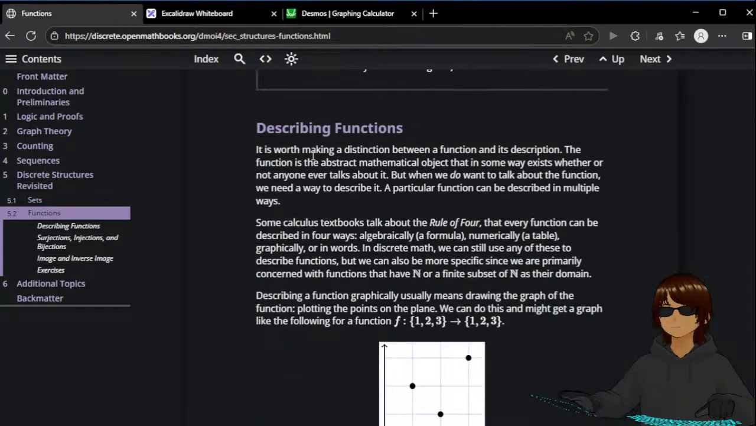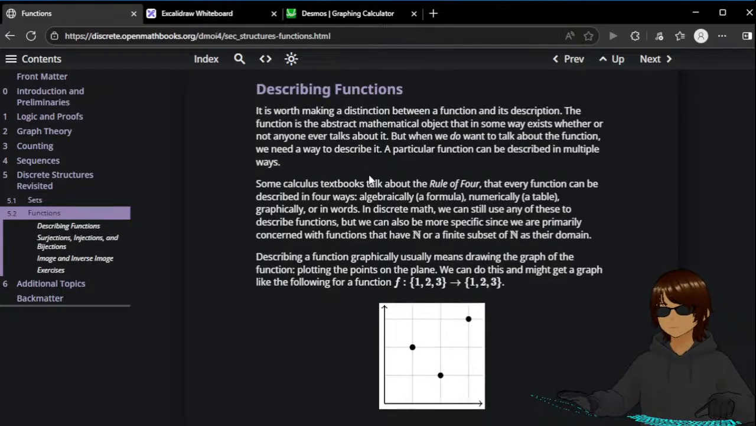It is worth making a distinction between a function and its description. A function is an abstract mathematical concept that in some way exists whether or not anyone ever talks about it. But when we do want to talk about the function, we need to describe it. A particular function can be described in multiple ways. Some calculus textbooks talk about the rule of 4, that every function can be described in 4 ways: algebraically, a formula; numerically, a table; graphically; or in words.